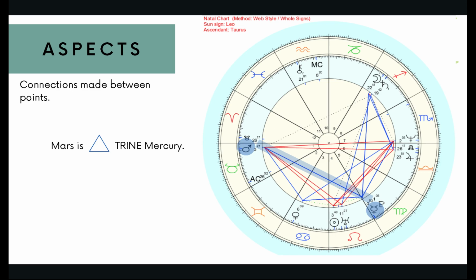Okay, if we wanted to see the energy between Mars and Mercury, we would read this as Mars is in a trine, this blue line, with Mercury. And again, Astro.com does a really nice job of color coding things. The red lines are squares or oppositions. And then these blue lines, we can tell that they're sextiles or trines. So again, the color coding is really nice.